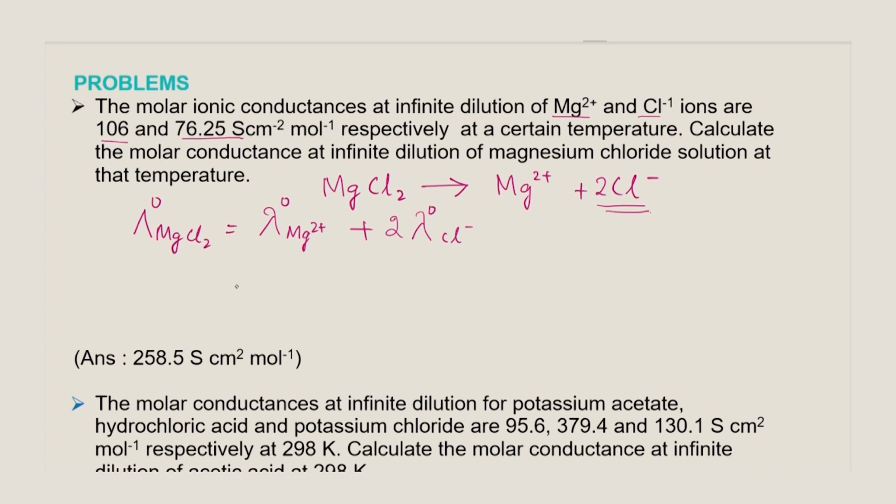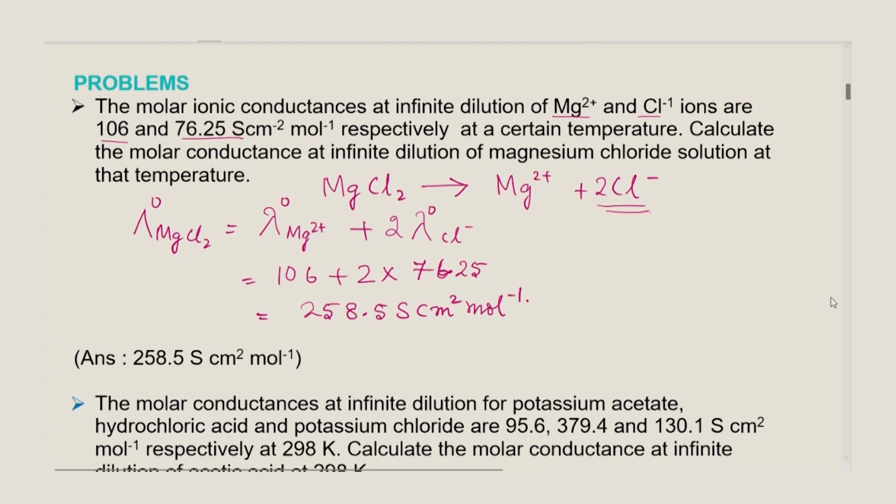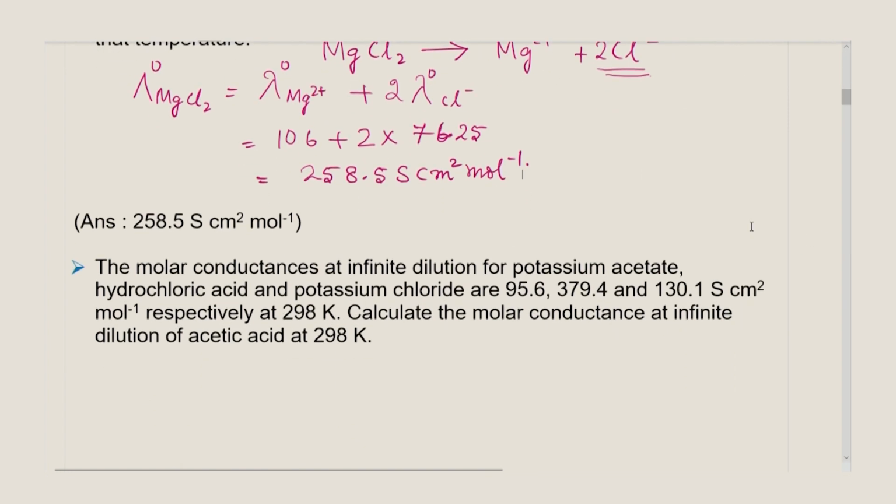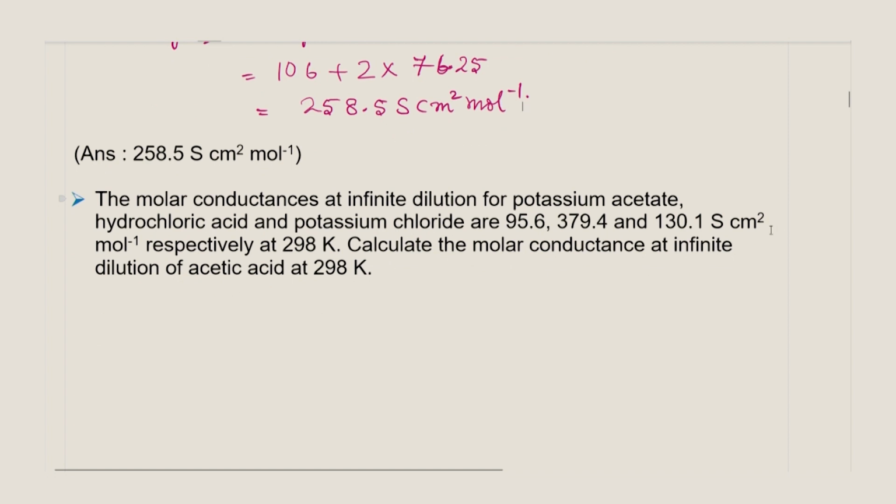Now, you can substitute the values. Lambda 0 of Mg2+ is equal to 106 plus 2 into 76.25, because you have 2 chloride ions, and the final answer will be 258.5 Siemens centimeter square mole inverse. So, whenever an electrolyte is given, first write down how it is being ionized and then write Kohlrausch's equation and find out the value.